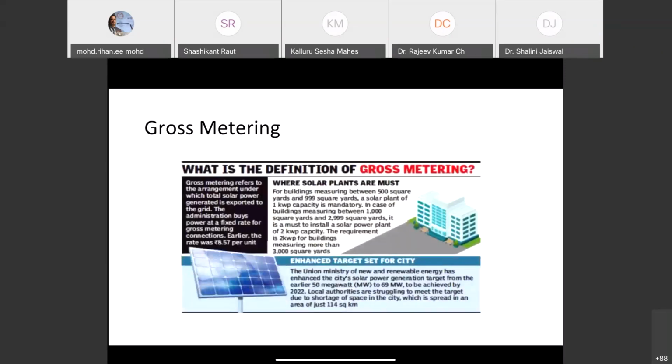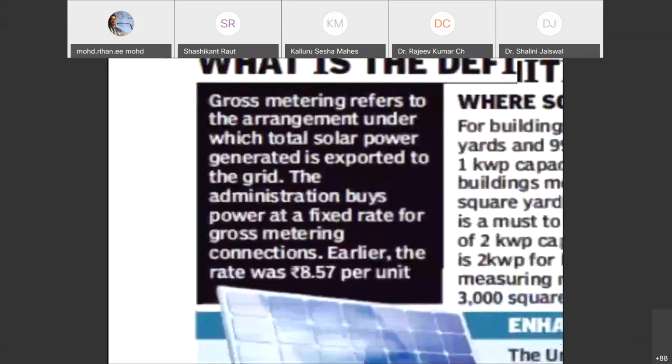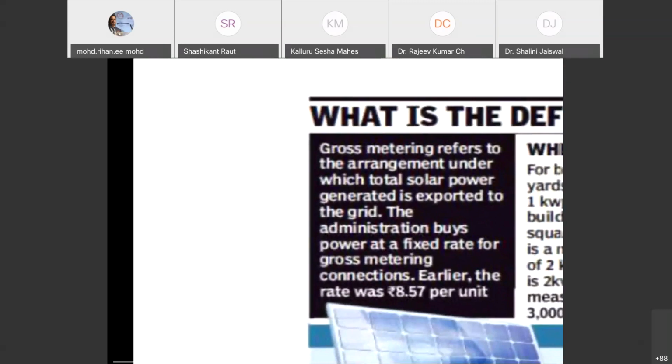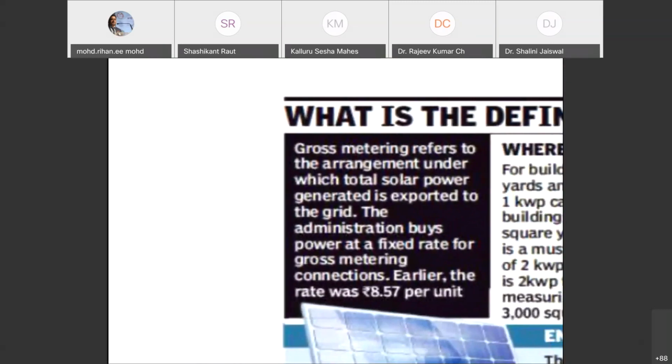Now I move on to the second type of metering, which is called gross metering. Gross metering is entirely different from net metering. This is the definition of gross metering. When you export total power generated to the grid, whatever your plant is generating, if you export it completely to the grid, and no part of that is utilized by your house, then it is called gross metering.